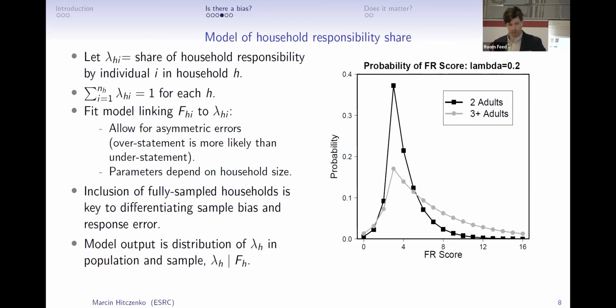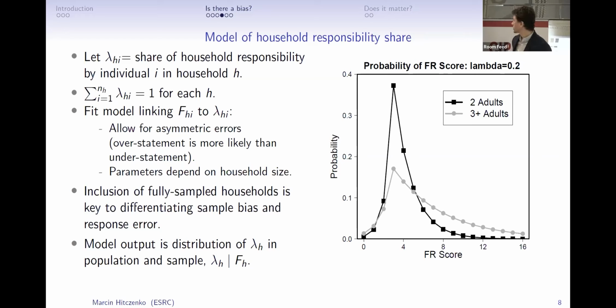So this is where the statistical model comes in. I'm going to gloss over a lot here, but basically we define lambda as the true share of household responsibility as defined by our 4 activities. And as a share, the sum within each household of lambda must be 1. And basically we fit a model that links F to lambda. Essentially, I think we're trying to minimize the distance between lambda and the implied lambda from F, subject to this constraint, the sum constraint.